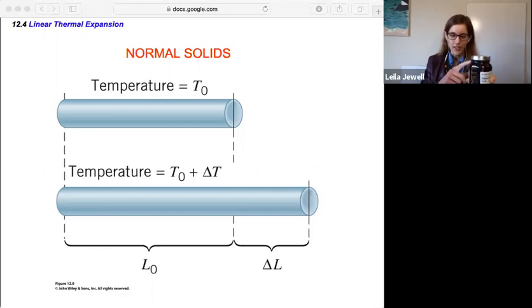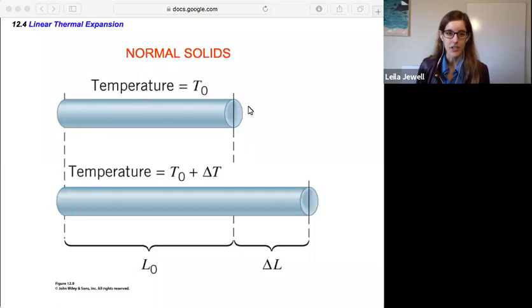Well, the key there is that when you stick it under hot water, the metal is going to expand more than the glass. And so you're able to then have an easier time opening it. It's not quite as tight of a seal. That's the idea of linear thermal expansion. You can have things change with temperature.